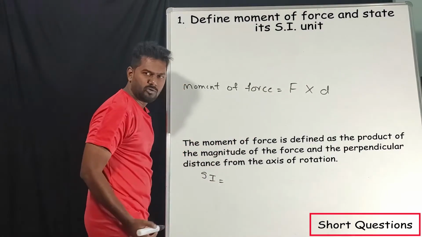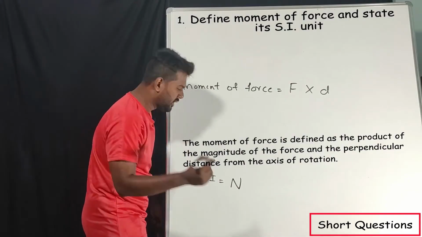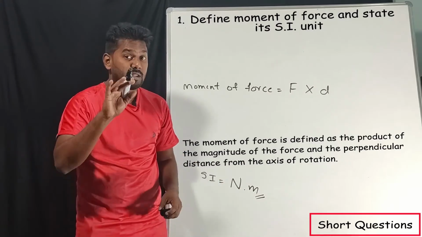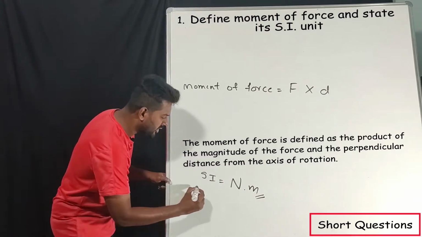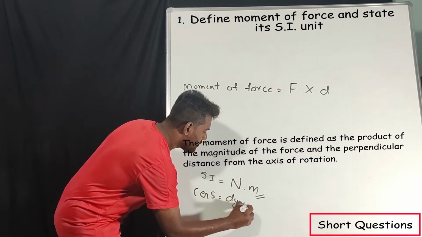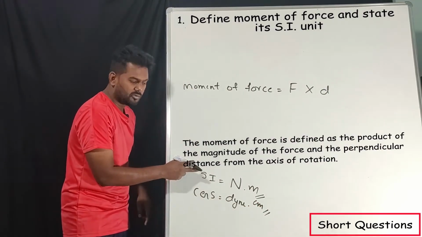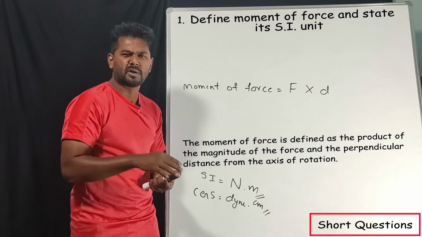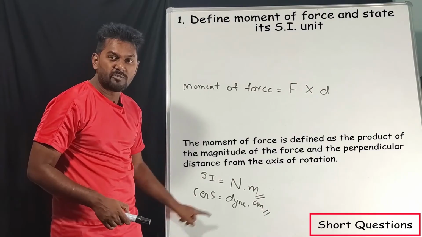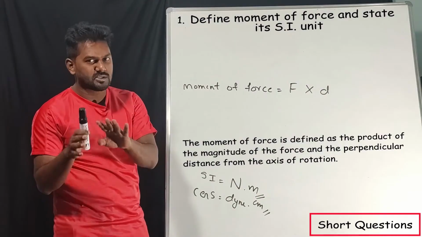See, what is the unit of force? Newton, correct? What is the SI unit of perpendicular distance? Meter. So the SI unit of moment of force is Newton meter. They may ask you in a different way, what is the CGS unit of moment of force? What is the CGS unit of Newton? Dyne. And what is the CGS unit of meter? That is centimeter. This is the SI unit and this is the CGS unit of moment of force. You can expect anything in the exam, and they may also expect you to write the relation between Newton meter and Dyne centimeter, or SI unit and CGS unit of moment of force. All these things we have discussed in part A.